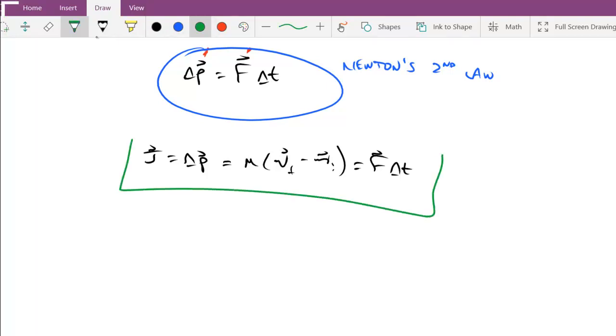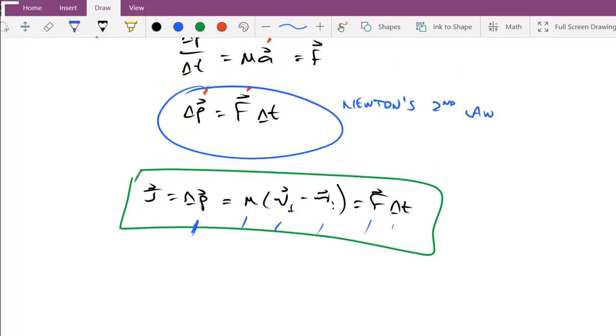So we have 4 different things here that we can set equal to each other depending on the situation of our problem. For example, let's say we're given an impulse or a change in momentum and a force, then we can find the time. Or if we're given a change in momentum and a mass and a final velocity, we could find the initial velocity. Okay?